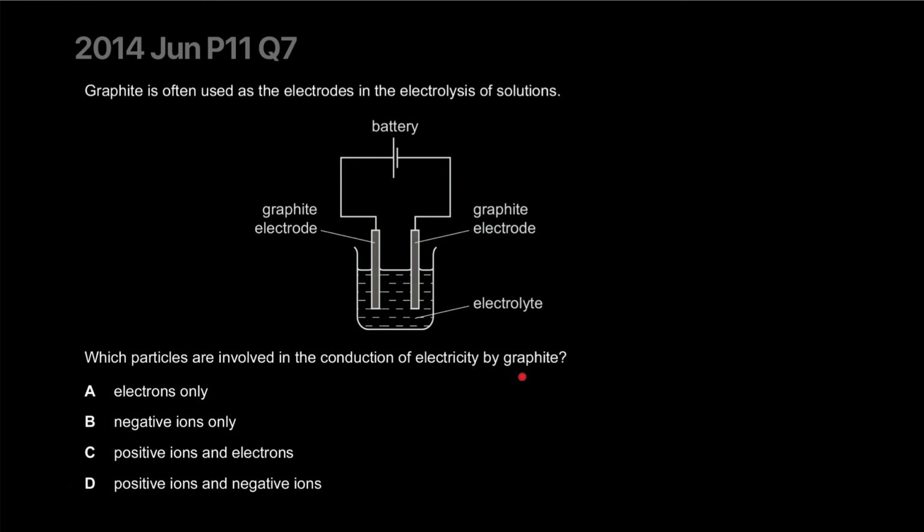I guess there's a strong chance of misreading the question, and I guess people thought they were talking about the solution rather than graphite. It's electrons only, and that's it. Negative ions, no. It's just the electrons. Everything else is wrong. Negative ions don't really conduct, aside from in a solution, but that would also involve positive ions. And this is more or less rubbish. It's electrons only. That's our answer.